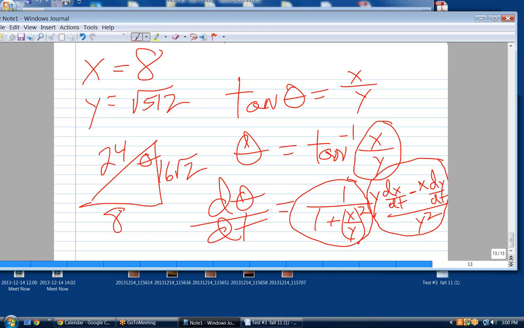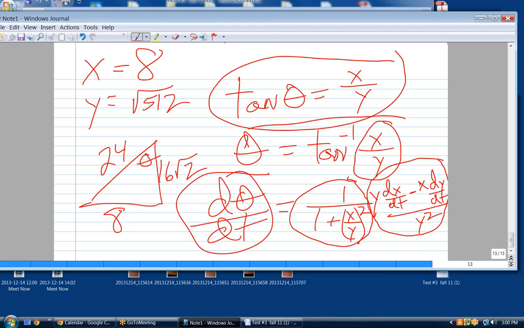And we happen to know everything. We know what dx/dt is, we know what dy/dt is, we know what x is, and we know what y is. So we can plug all of those in to come up with a number for d theta/dt. That's a hard one. But not really, if you set up the basic equation, solve for theta, and then solve for d theta/dt by implicitly differentiating.